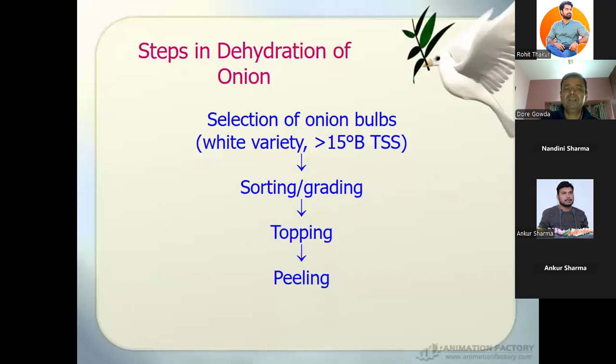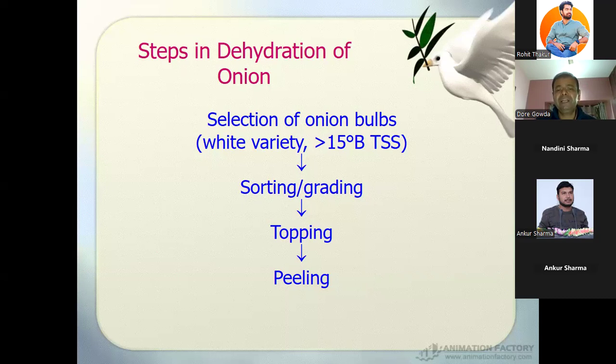For example, steps in dehydration if you want to dry onions: selection of onion bulbs. White varieties are preferred, and TSS, the total soluble solids, should be 15 degree Brix or more. That means the solid content in the onion bulbs should be more. If it is less, the yield will be less, and after drying, the onion flakes look very shrunk. But if TSS is higher, the yield will be more and the quality will be higher.